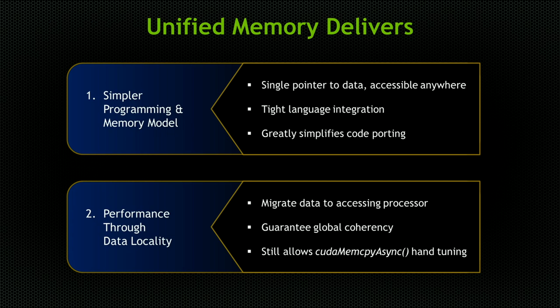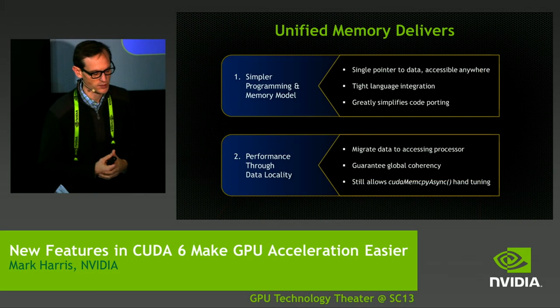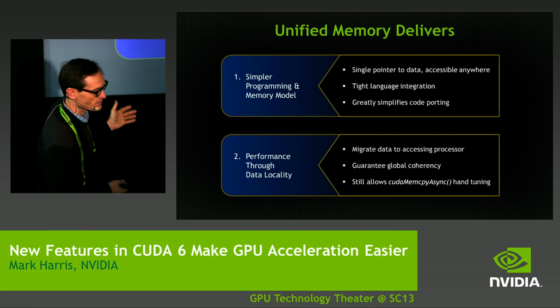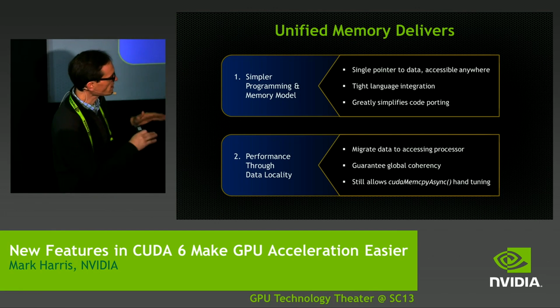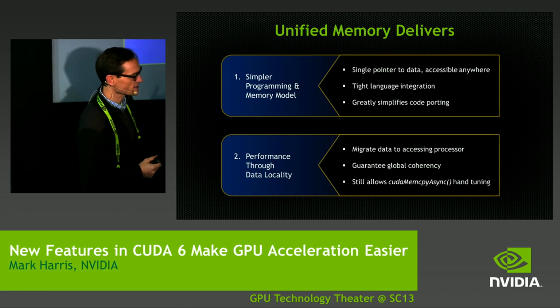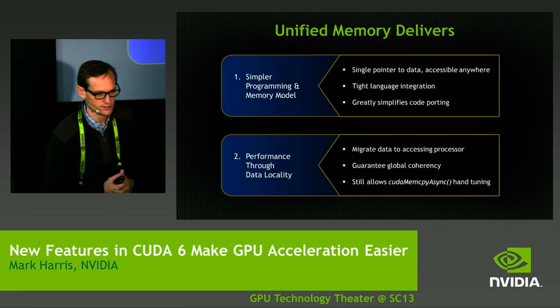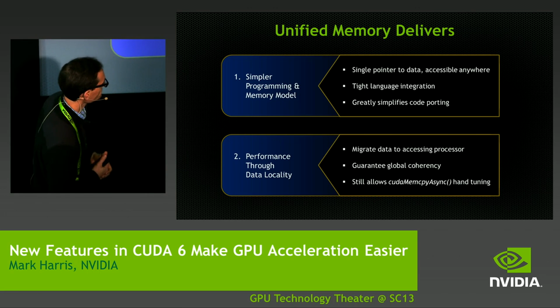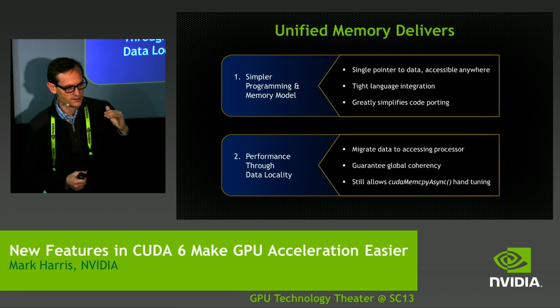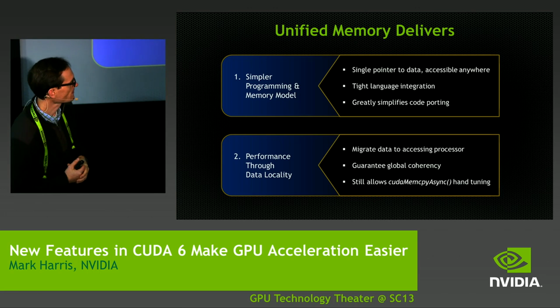The second area is performance through data locality. One way to do this that we had support for before would be to keep all the data on the CPU and then access it over PCI Express from the GPU, and that gives you some of the benefits of unified memory, but very poor performance. So with unified memory, the runtime handles migrating data on a page level basis, so that when the GPU accesses it, it gets full bandwidth to its device memory. And the runtime guarantees global coherency at kernel launch and synchronization.